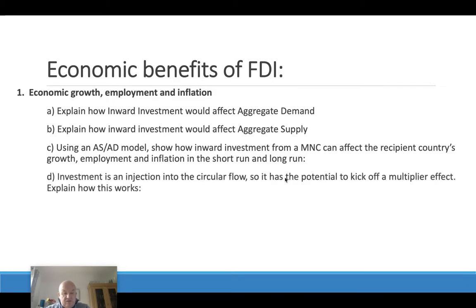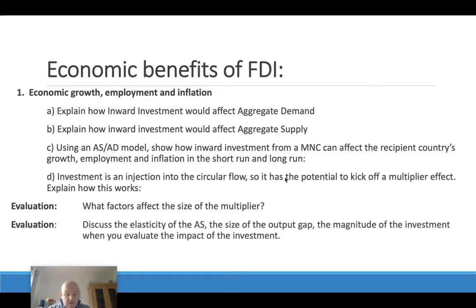Obviously, in this instance, any form of investment is an injection into the circular flow, and we could also talk about that kicking off a multiplier effect, and you could explain how that works. So if we're talking about some of the economic benefits, how much of a difference that's going to make really depends on the size of the multiplier, and that obviously has some impacts too. We could also talk about the elasticity of aggregate supply, the size of any output gap that we might have, and the size of investment when you evaluate the impact of that investment.